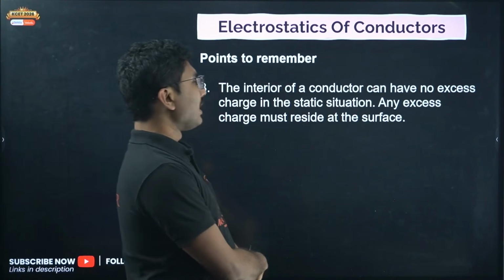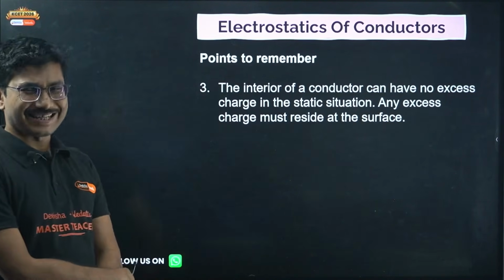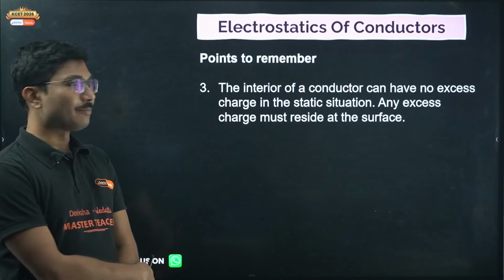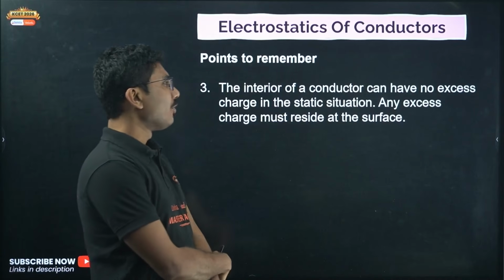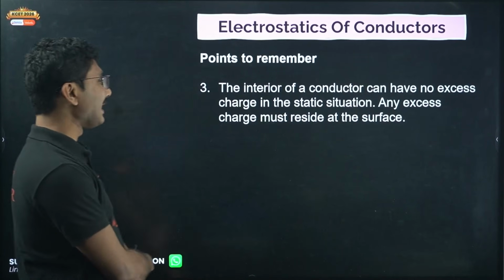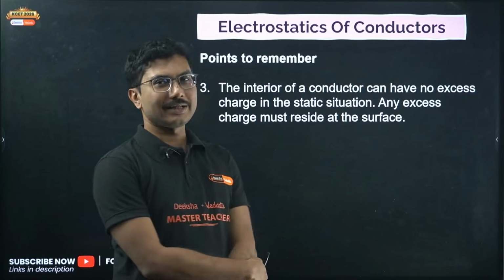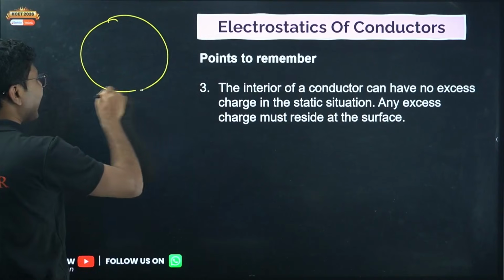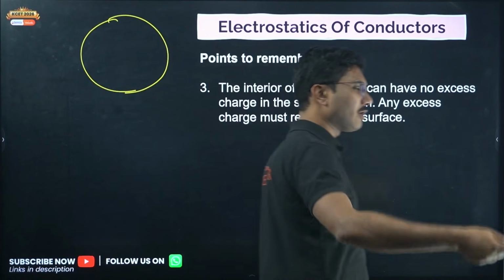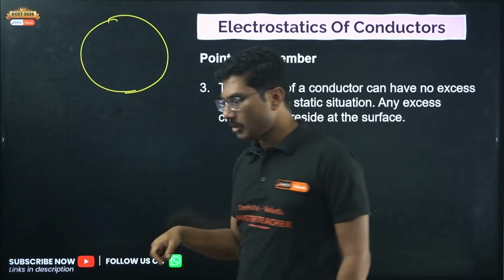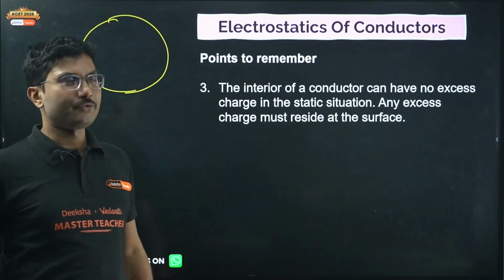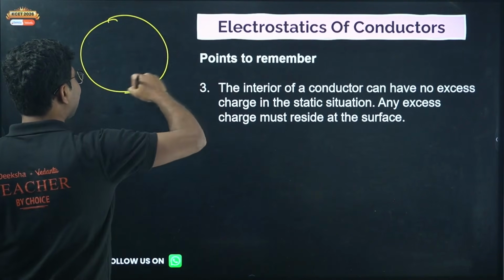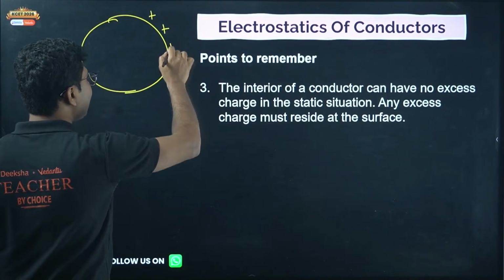The interior of a conductor can have no excess charge. The language is slightly tricky, because otherwise you might mean something else. In a static situation, any excess charge must reside at the surface. This line is much easier to understand. If you add some excess charge, meaning you add some extra electrons or remove some electrons, the way you want to charge this object, the charges will not stay inside, the charges will always stay on the surface.